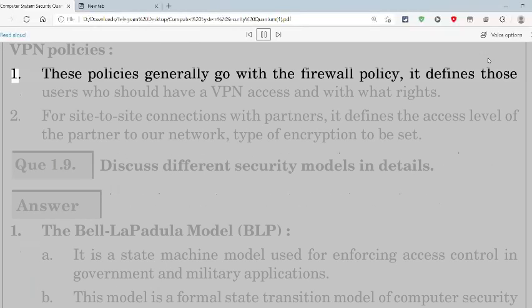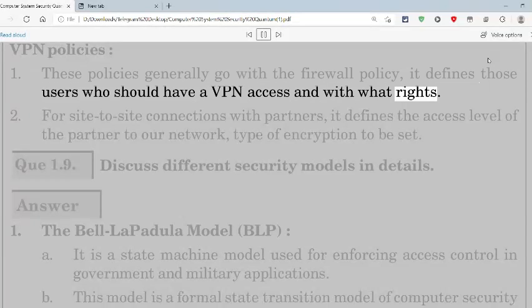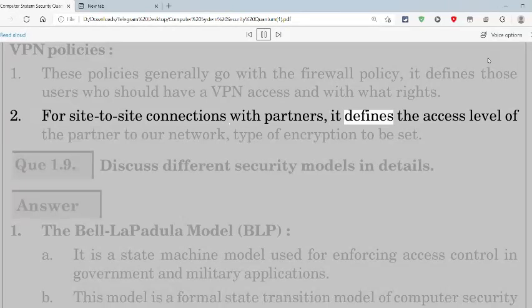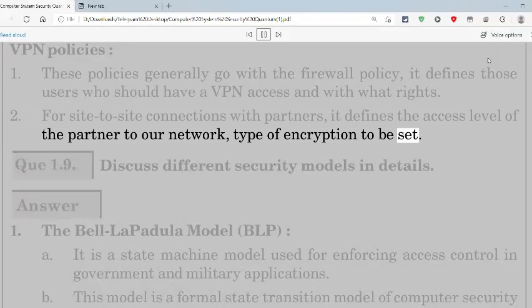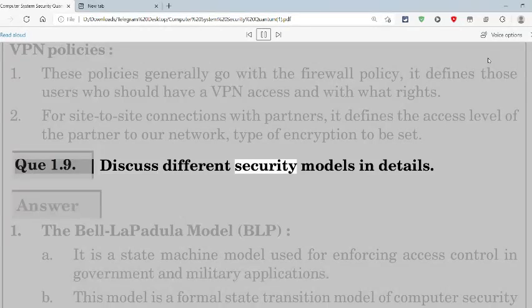VPN policies. 1. These policies generally go with the firewall policy. It defines those users who should have a VPN access and with what rights. 2. For site-to-site connections with partners, it defines the access level of the partner to our network, type of encryption to be set. K1.9. Discuss different security models in details.